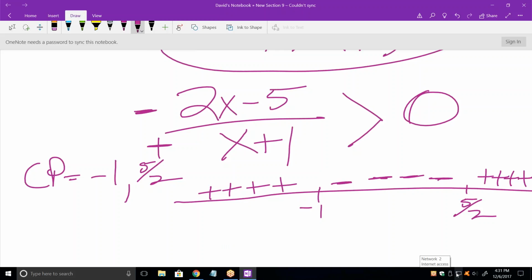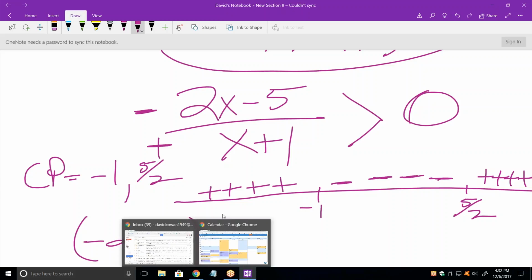What is my solution set? It's negative infinity to -1. Parentheses or bracket? Would be parentheses. If that was greater than or equal, it would be bracket. Right. But it's not. It's greater than only.